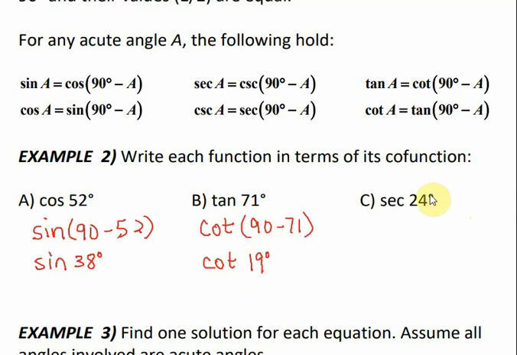And then secant's cofunction is cosecant. So we would write this as cosecant of 90 minus 24, which would give us 66. So cosecant of 66 degrees. And that's how we write functions in terms of its cofunction.